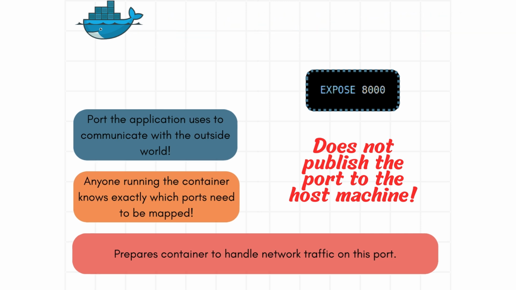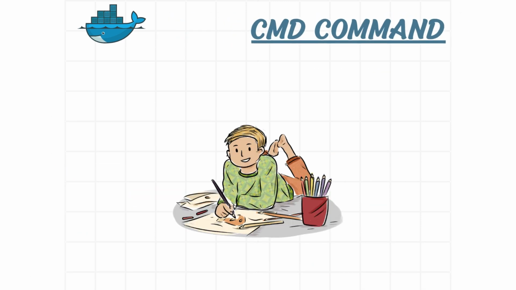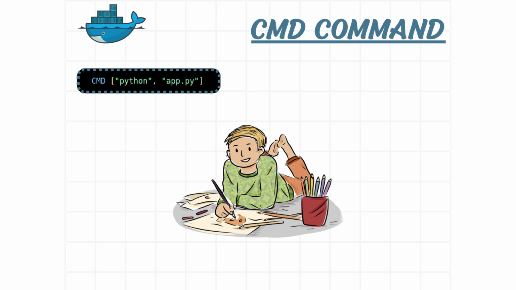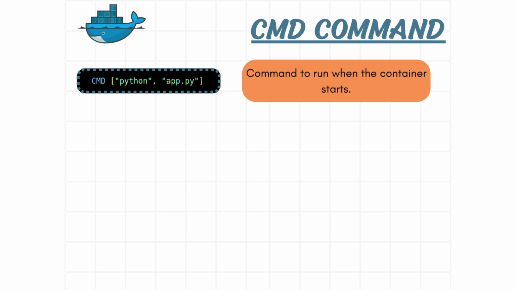Now, let's discuss the CMD instruction in our Dockerfile. The CMD ["python", "app.py"] line specifies the command to run when the container starts. Unlike the RUN instruction, which executes commands during the build process, the CMD instruction sets the command that will be executed when a container created from the image is started.